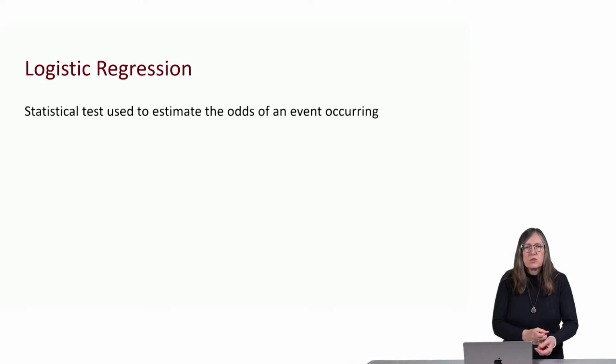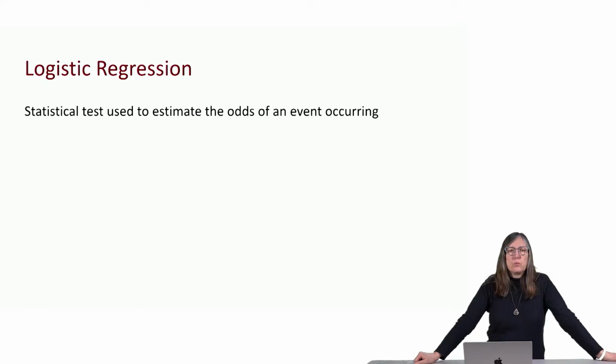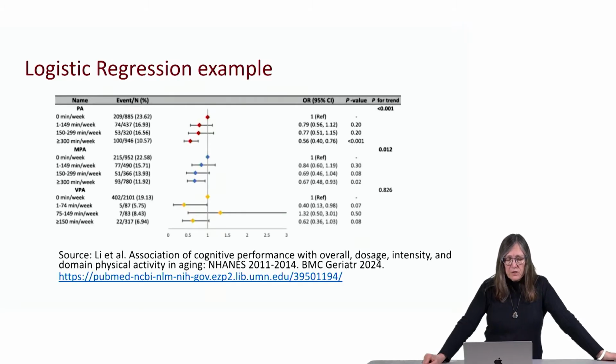Logistic regression. Similar to linear regression, we're looking at the odds of an event occurring. You can calculate logistic regression from either a case control or a cohort study. Here's an example from an article published with NHANES data in BMC Geriatrics in 2024. You see this presented both as numbers as well as a graphic representation.